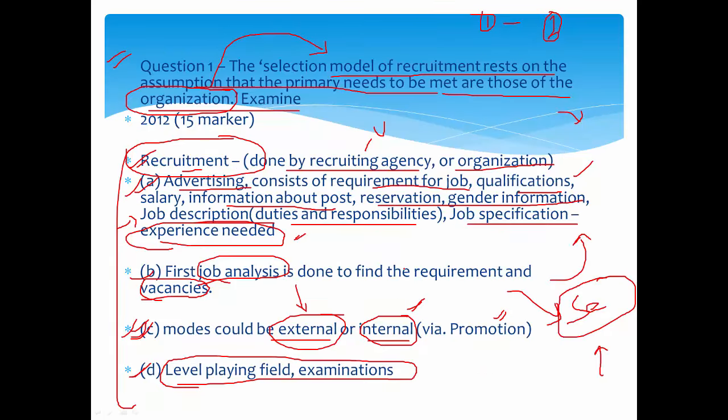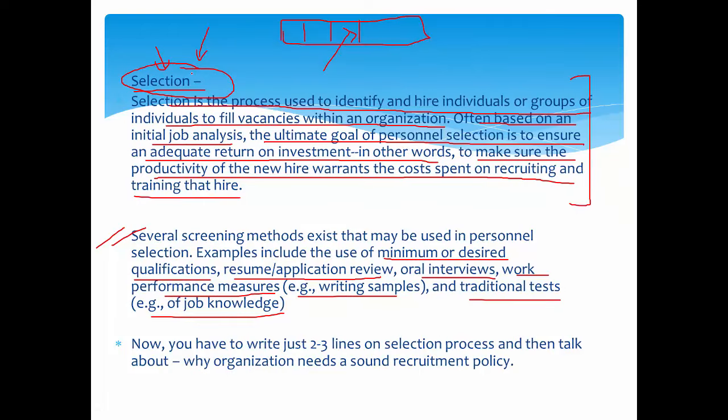Coming back to the question, they are asking that the selection model is specifically required for meeting the job requirements of the organization. So here, after you know what selection and recruitment are, you have to talk about what the job requirement is and why the organization needs a sound recruitment policy. Say for example, in India, for civil services, we need people who are competent, who have high integrity, high caliber, highly talented persons, having empathy, morality, impartiality, and patriotism.